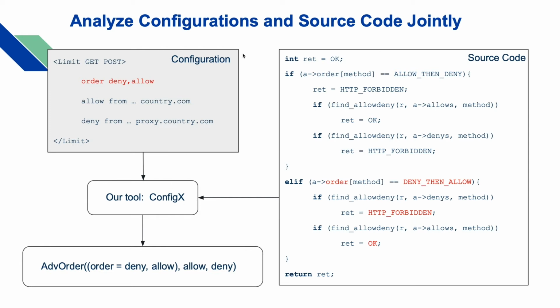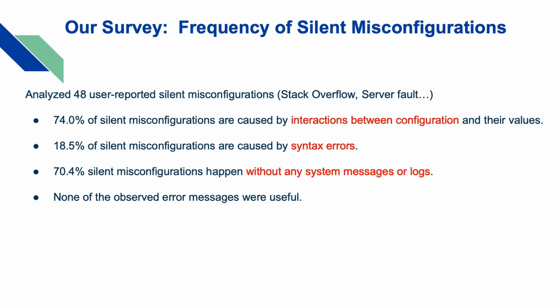We analyze the user-provided configurations with the system source code jointly to derive a series of these rules, and with the assistance of these rules, users can easily troubleshoot these misconfigurations. And to make sure that our detected issue is not a one-off case, we conducted a survey on 48 user-reported issues on Stack Overflow and Serverfault. And here are our major findings.